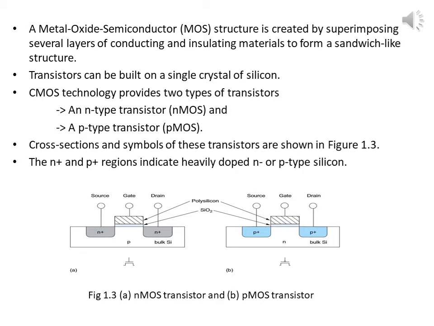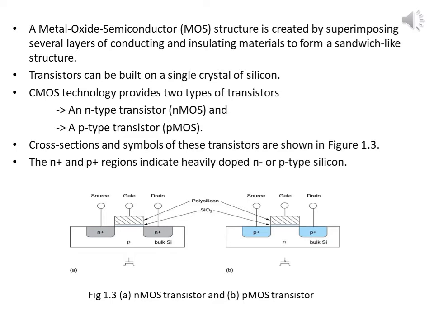The cross sections and symbols of these transistors are shown in the figure. Figure A shows the NMOS transistor with its symbol and figure B shows the PMOS transistor with its symbol. The difference between the symbols is only that the PMOS transistor will have a small notch at the gate. The N plus and P plus regions here indicate heavily doped N or P type silicon.